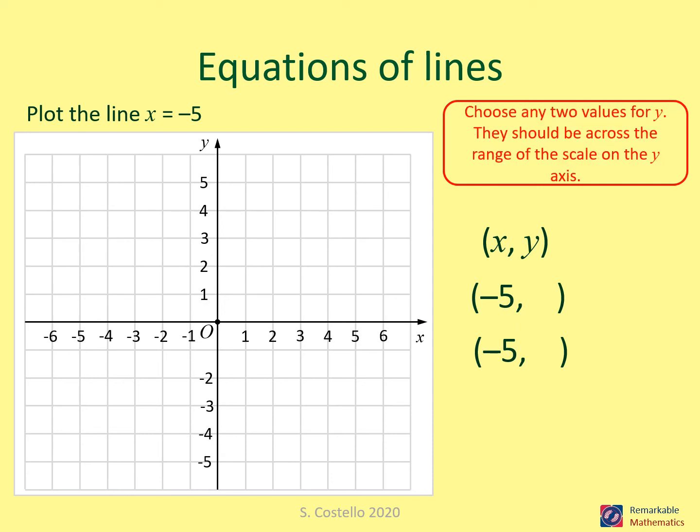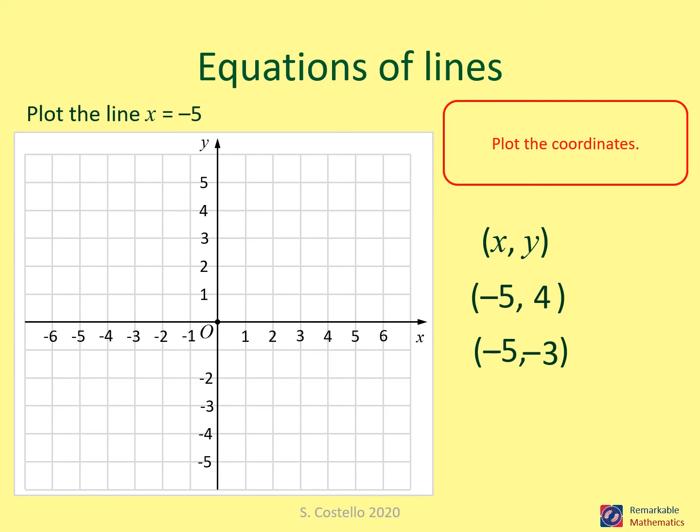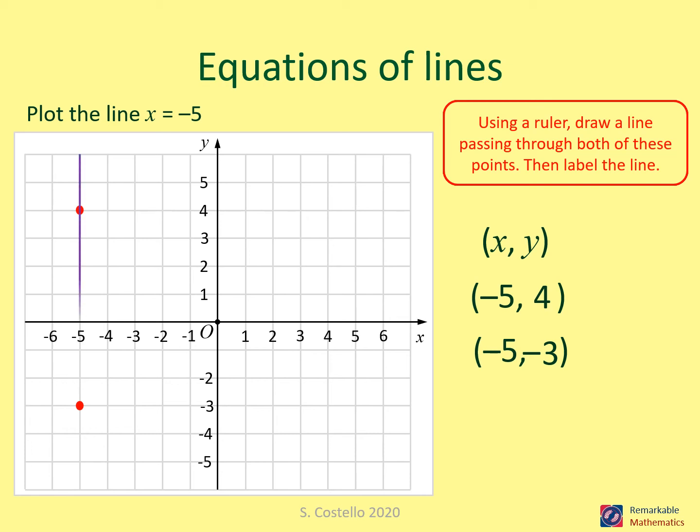Choose any 2 values for y, and again they should be across the range of the scale on the y-axis. So whatever axis you've drawn, fairly spread out, one near the top, one towards the bottom. We've gone for 4 and -3. Plot both of these coordinates. There are two coordinates plotted. Using a ruler, draw a line passing through both of these points, then label the line. There's a line, there's the label, x equals -5.